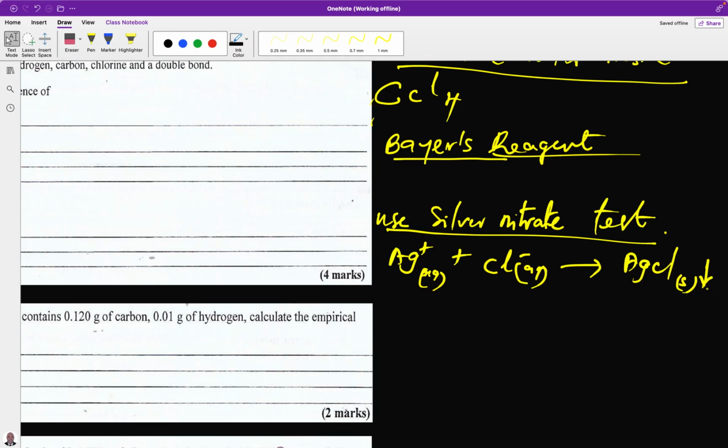So, how to identify the presence of chlorine? You will now say use silver nitrate test. Then you can describe addition of solution of silver nitrate to a sample of organic compound containing chlorine. The presence of chlorine is indicated by the formation of white precipitate.